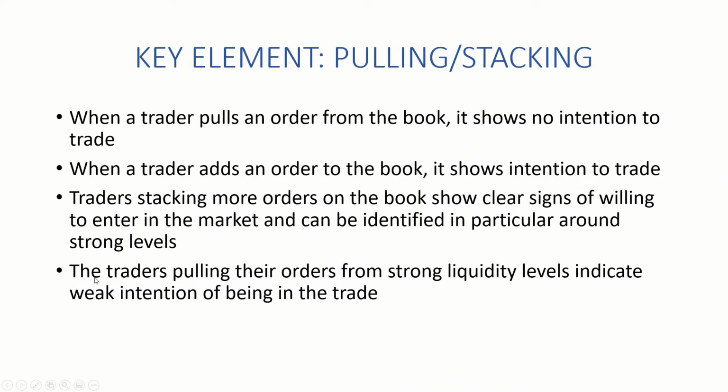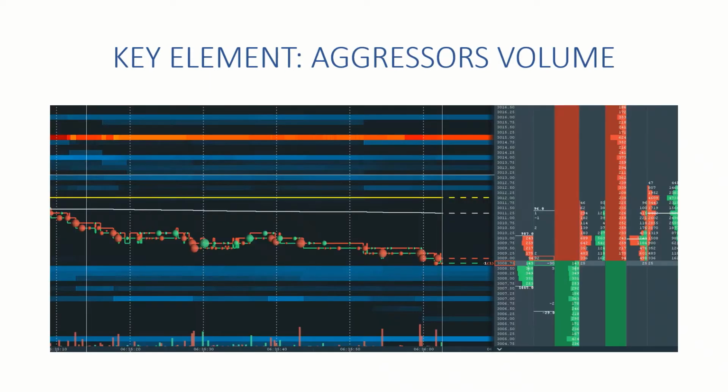And when you see the traders pulling their order from strong liquidity levels, that indicates weak intention of being in the trade. Okay, so let's move on to the next slide, which is the aggressor volume. The aggressor volume is the volume that you can see on the volume dots.